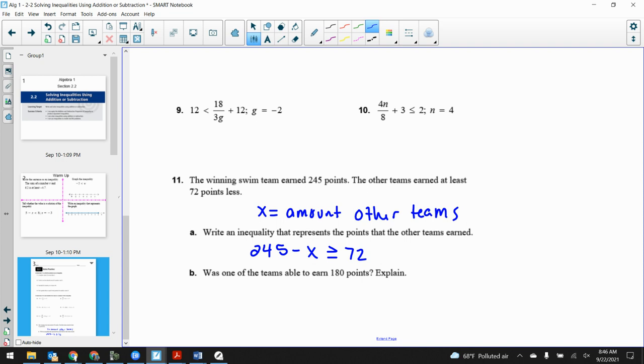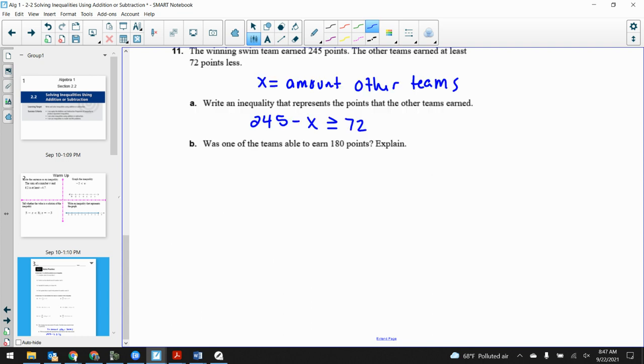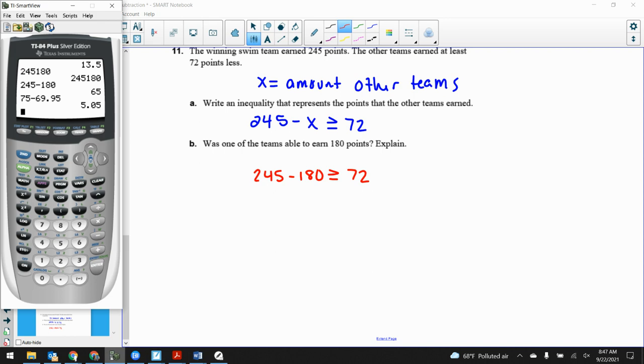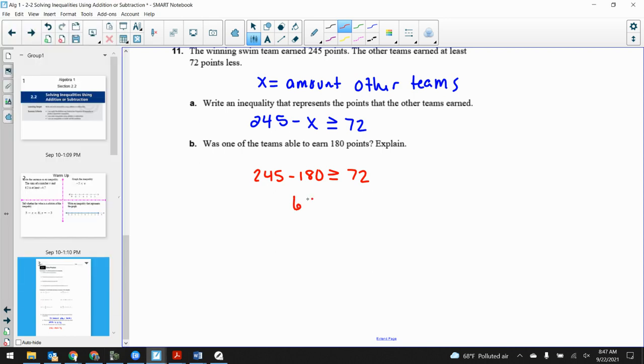It's hard with the ones where we can't solve it yet, like we're not supposed to solve it yet. Setting up that inequality is kind of weird. Now, was one of the teams able to earn 180 points? No. At this point, I can just plug it in. 245 minus 180. Is that a true statement? Well, 245 minus 180 is 65. Is that a true statement? No, it's not.